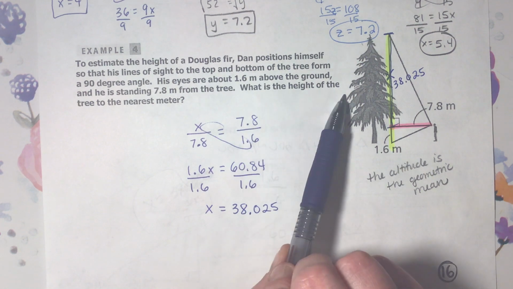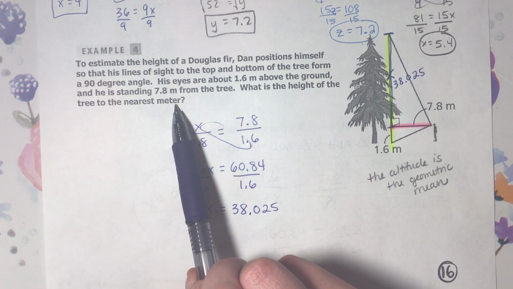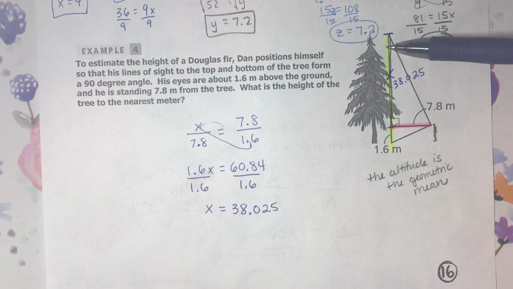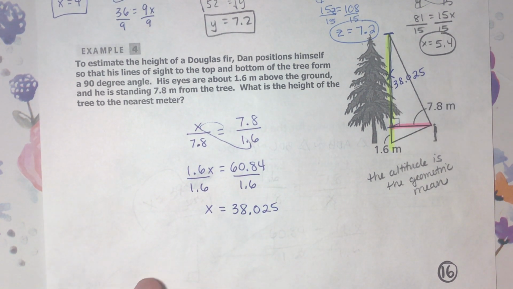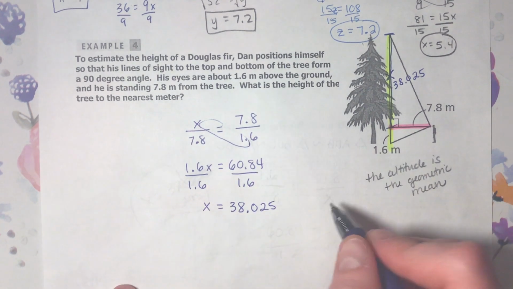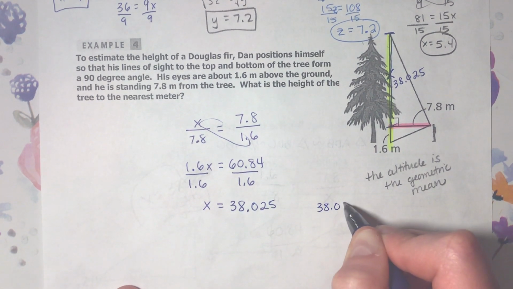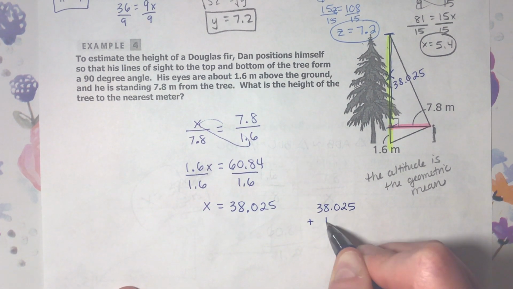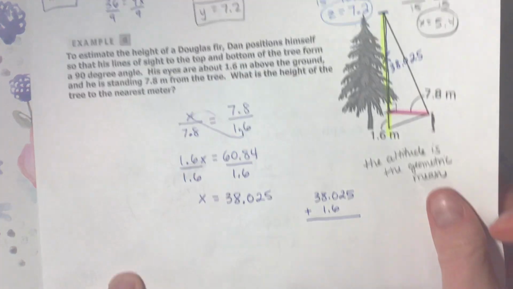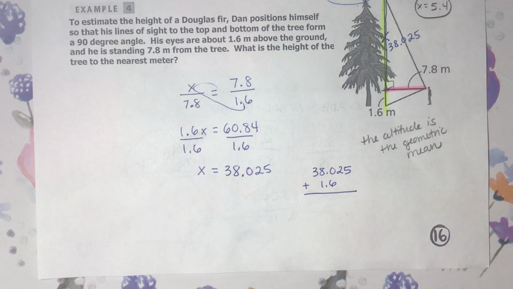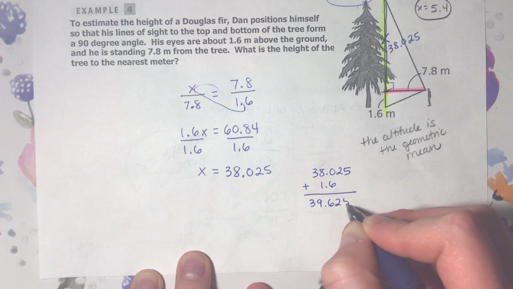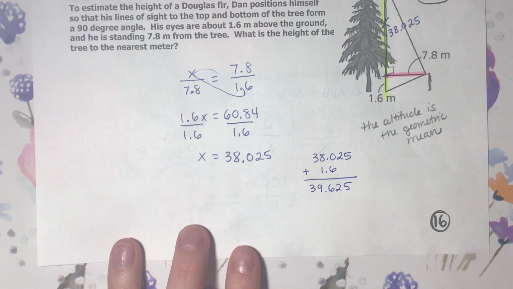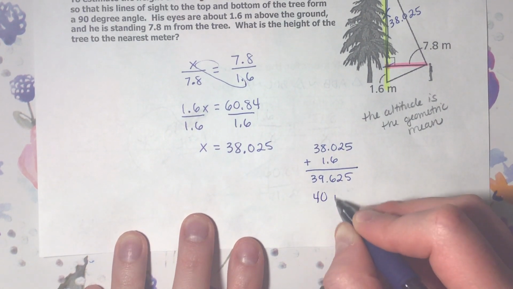The question is, what is the height of the tree to the nearest meter? So what we're going to need to do is take this number plus the 1.6 to get the tree's final height. So I'm going to have 38.025 plus 1.6. And when I do that, I get 39.625. It then says round to the nearest meter, so I'm going to say 40 meters for my final answer.